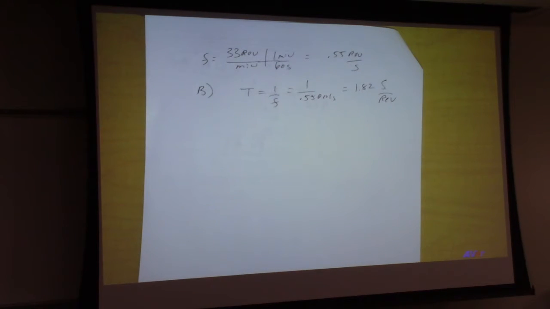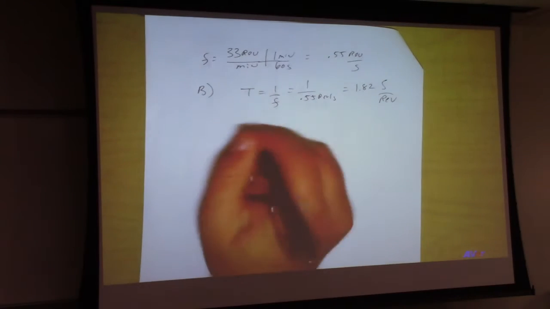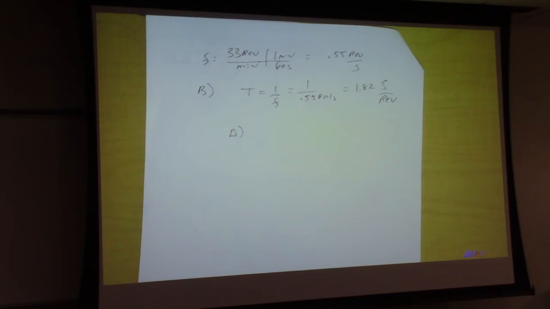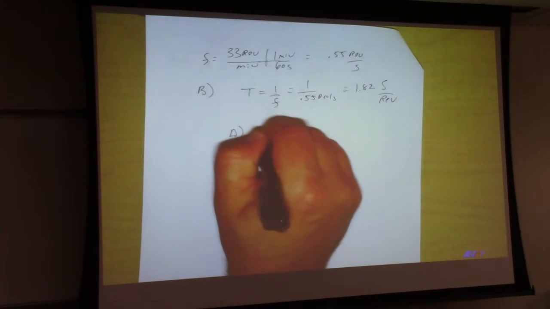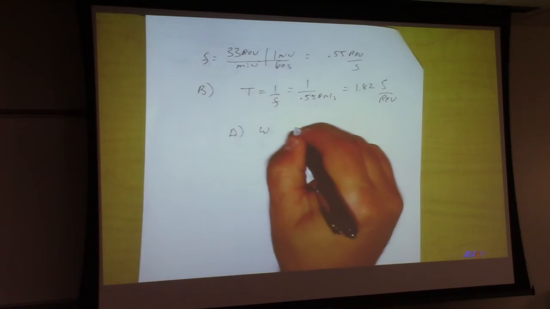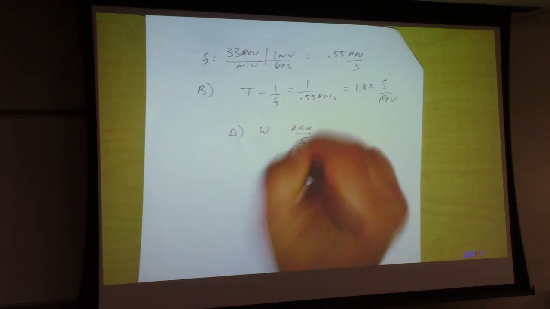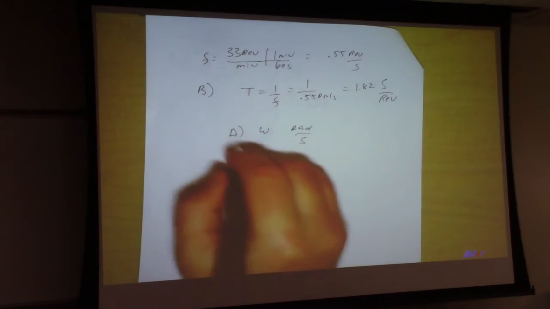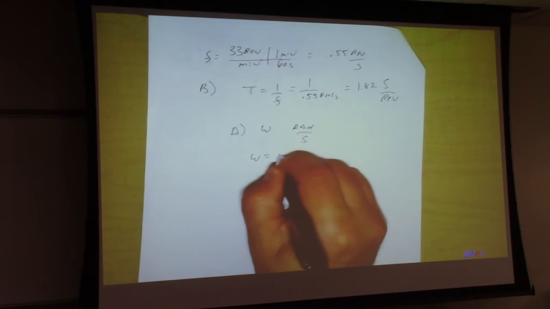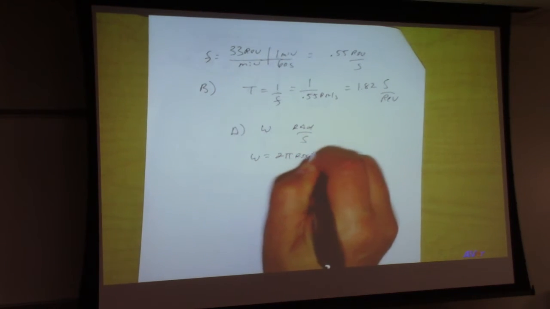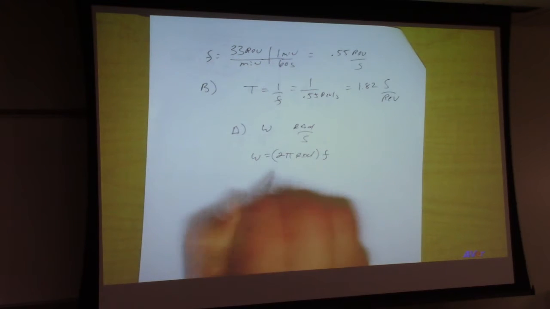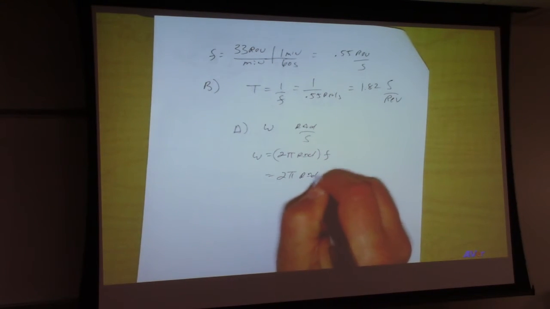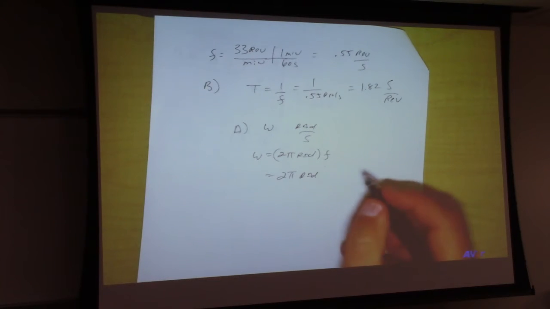Okay? All right, that's pretty fun to know. And then part A is we wanted to know omega in radians per second. Okay, so we can do it a lot of different ways. We know the frequency, so omega is 2 pi times the frequency. So we've got 2 pi radians, and then multiply it by the frequency.